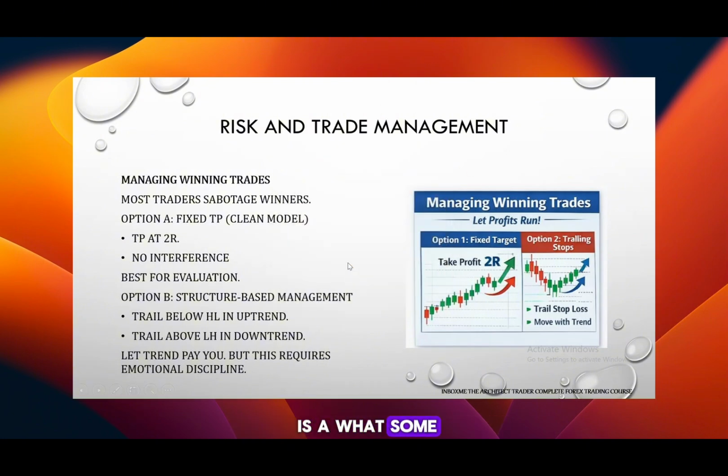So the first one is fixed take profit. Some people are always targeting 1 to 3, always targeting 1 to 4, always targeting 1 to 2. They're not changing, all right? Whenever they take the trade, they are targeting a specific risk to reward ratio. So for example, TP at 2R, no interference, all right? No break even, nothing. It's either stop loss or take profit.